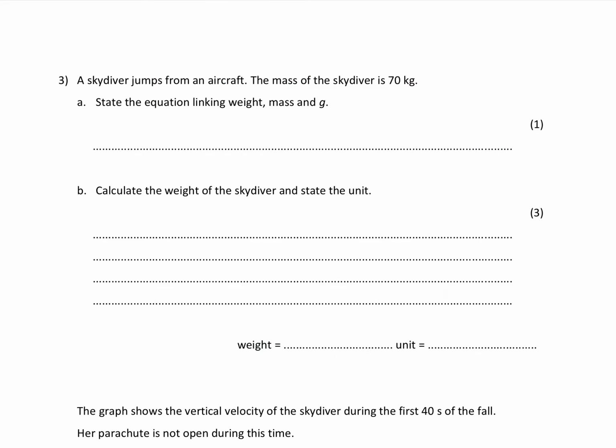Okay, here's our question on a skydiver jumping from an aircraft, mass of 70 kilograms. What's the equation relating mass, weight, and gravity? Well, we just need to learn this one. Weight is equal to mg. I think the equation is fine for that. Learn it.